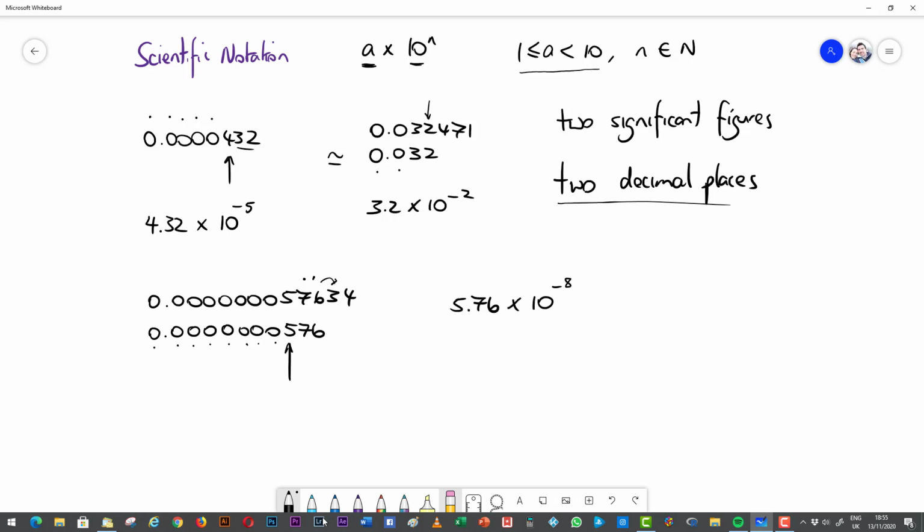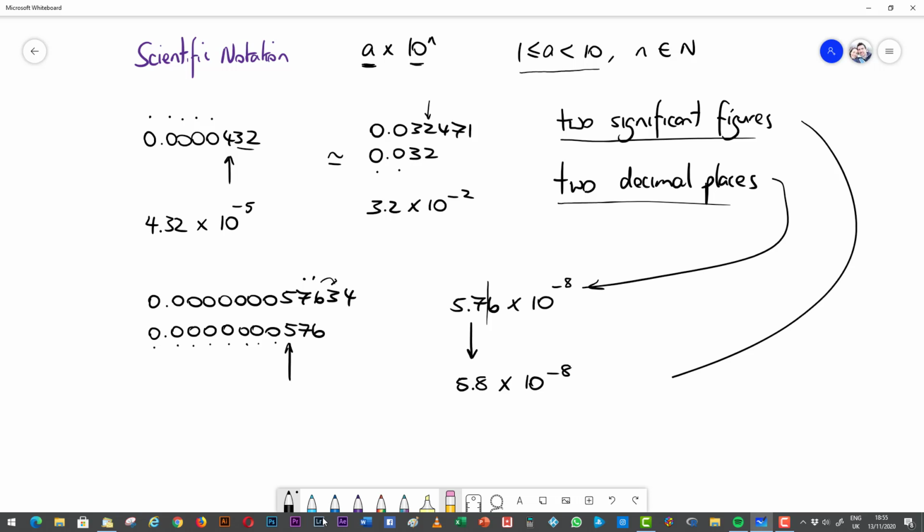If they had said 2 significant figures, how would the answer be different? Well, 2 significant figures, we would have the 5, and we only want one other significant figure after that. Now, would it be 7 or would it be 8? Well, how do we know? We look at the number after the 7, so after the second significant figure. It's a 6, which is bigger than 5, and so we round the 7 up to an 8. And so we get 5.8 times 10 to the power of minus 8. This answer is 2 decimal places, and this answer is 2 significant figures.